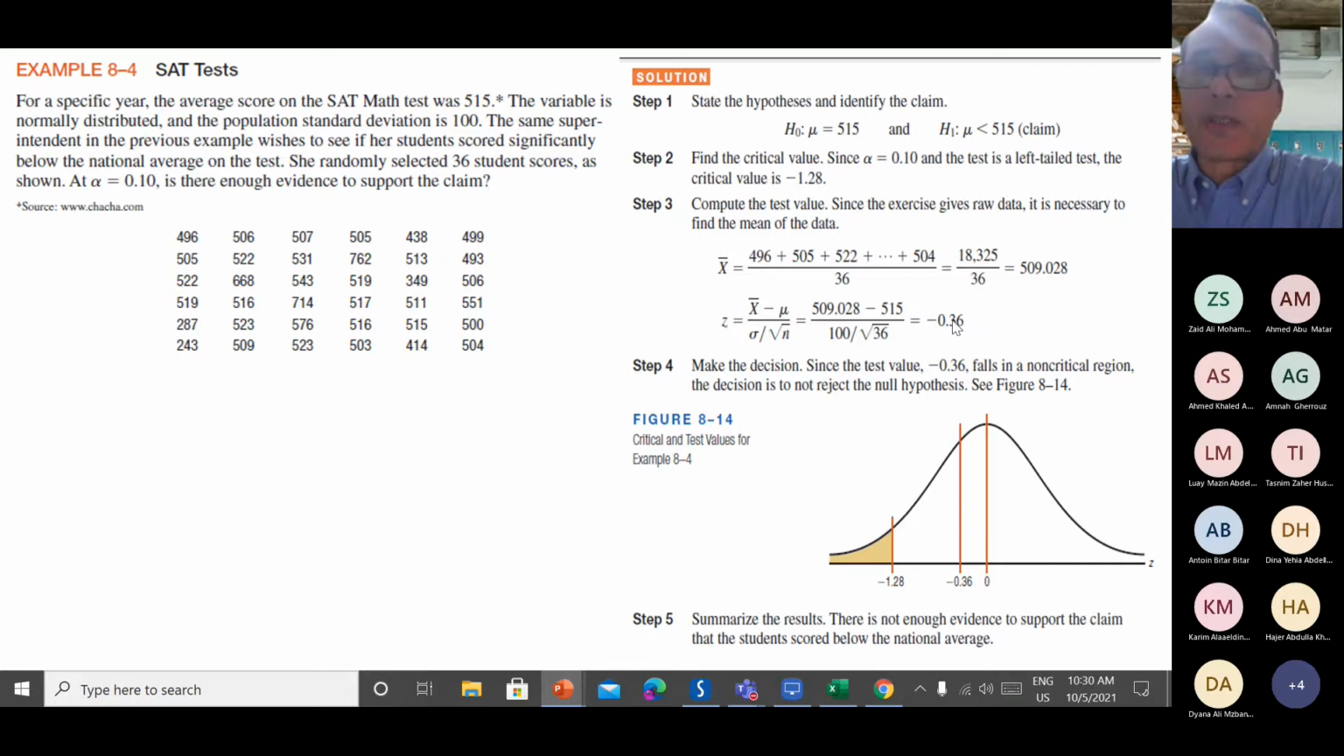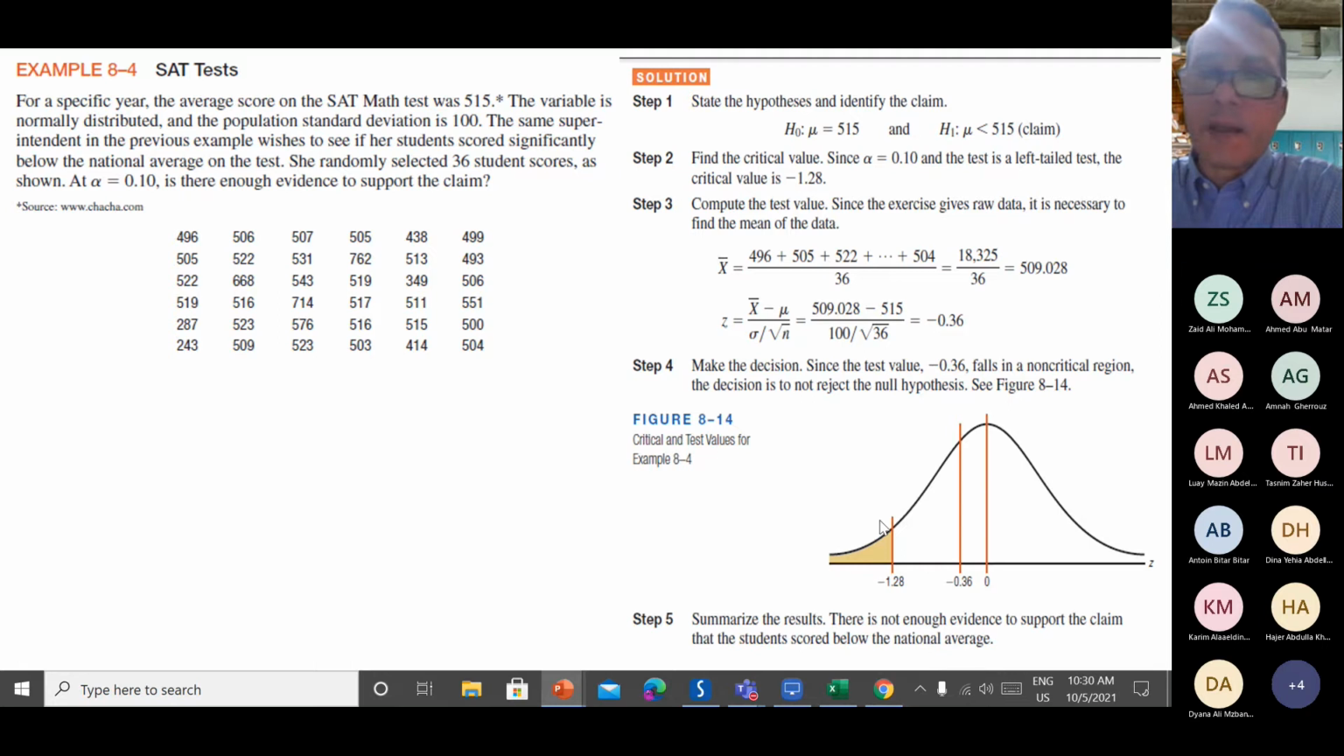How to judge the claim? By comparing the Z statistic with the critical Z. So this is the critical value. The Z stat is not in the rejection area, because it is a left tail test, so the rejection area will be left of the critical value.